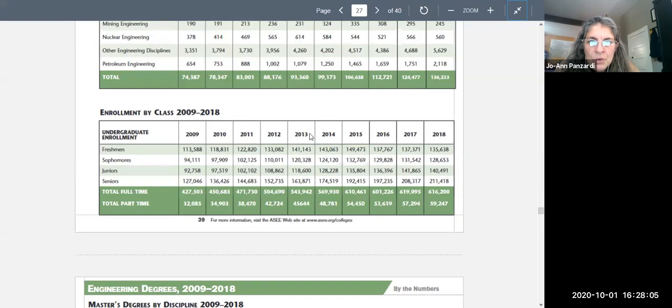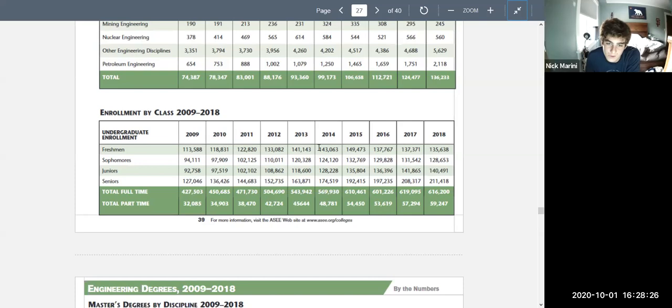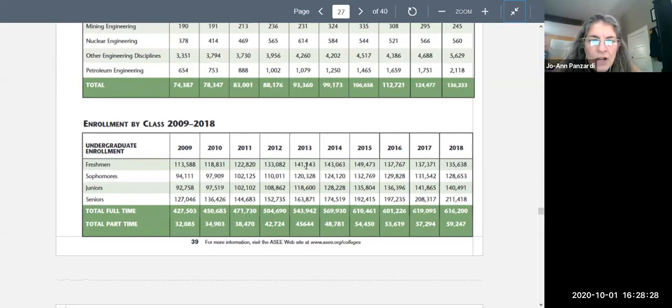So let's look at the year 2013. Clayton, you're up next. Is Clayton here? No. Okay, Nick Marini, you're on. In 2013, how many freshmen were there majoring in all the different fields of engineering? 141, 143. Right, over 141,000. So in the United States in 2013, there were over 141,000 students majoring in engineering as freshmen.